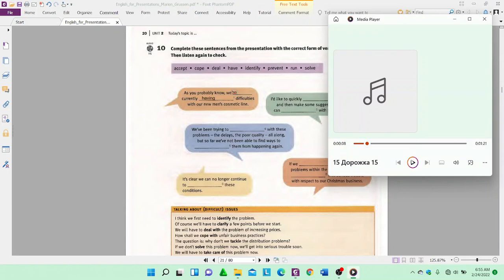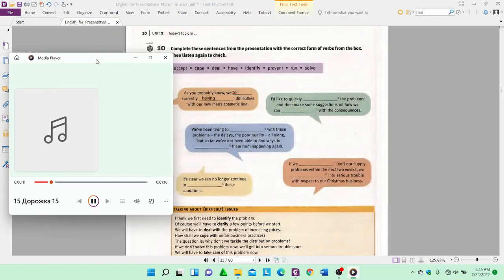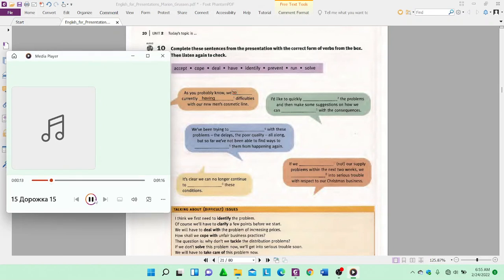Difficulties with our new men's cosmetics line. These problems lie chiefly with our main bottle supplier, but we are also having trouble with distribution. I'd like to quickly identify the problems and then make some suggestions on how we can deal with the consequences.